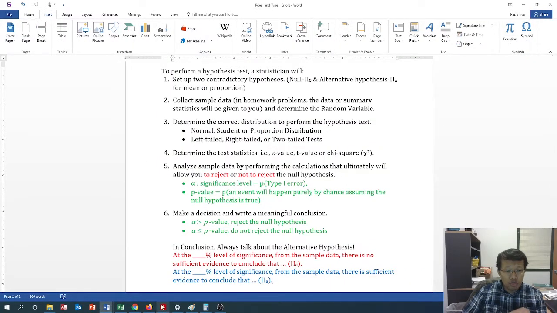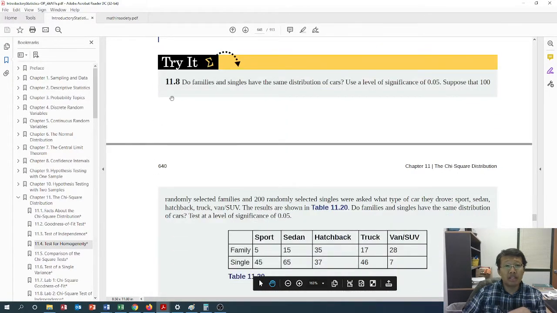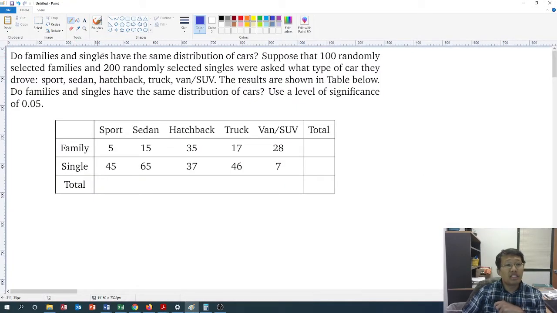Now let us go for one example, which is somewhere over here. Let me take this example, try it 11.8. Do families and singles have the same distribution of cars? Suppose that 100 randomly selected families and 200 randomly selected singles were asked what type of car they drove: sport, sedan, hatchback, truck, van, SUV. The observed values are given. The results are shown in the table below. Do families and singles have the same distribution of cars? Use a level of significance of 0.05.